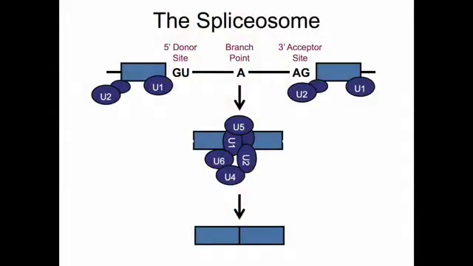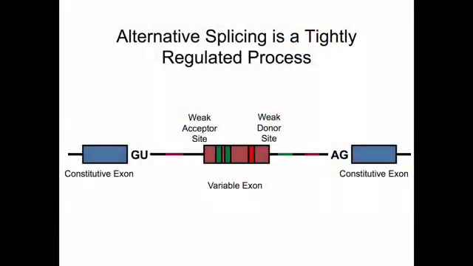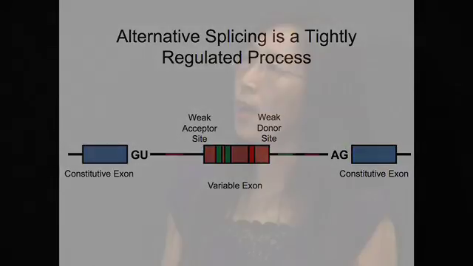So these are constitutive exons. In terms of the variable exons, they often have very weak acceptor sites and donor sites. So these sites require help for the recognition by the spliceosome. And what happens is that many of the variable exons contain exon splicing enhancers, shown in green, or exon splicing inhibitors. Yes. Those sequences can also be located in the intron regions.